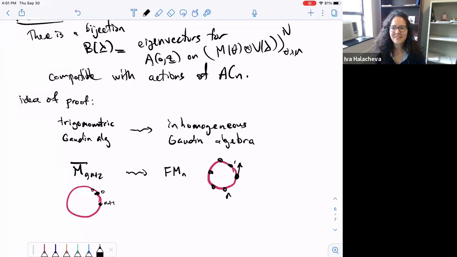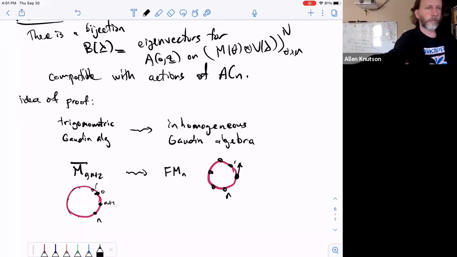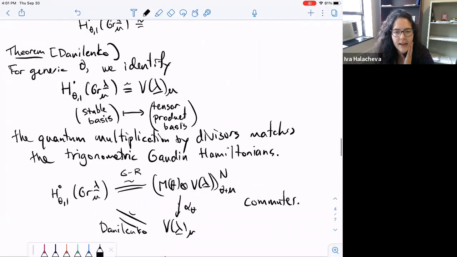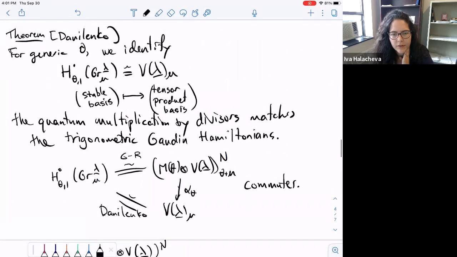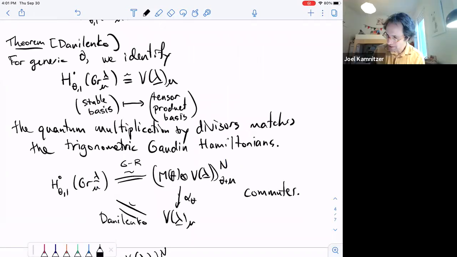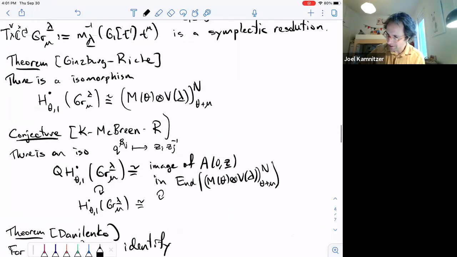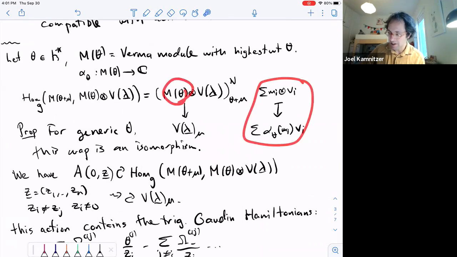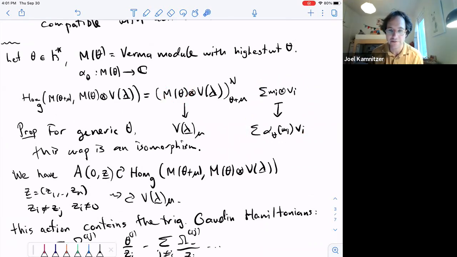Sorry, maybe I'll start with the question. It's a bit of a naive question, but in this Danilenko and Ginzburg-Rice relative diagram picture that you drew, do you know a priori that alpha theta is an isomorphism? Well, this alpha theta is the alpha theta that appeared here. It's just this elementary thing where you just project away from m theta by taking the coefficient of its highest vector.